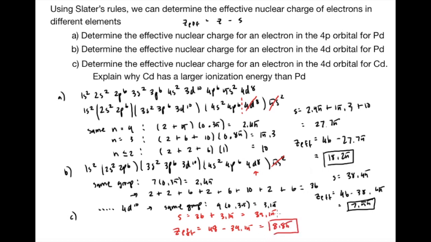And so to explain why cadmium has a larger ionization energy than palladium, we can simply look at the shielding constants. So we actually see that the Z effective for cadmium is greater than the Z effective for palladium, which means that cadmium has a stronger pull on the valence electrons than palladium, and so that means that more energy is required to remove an electron from cadmium versus palladium, which explains why it has a greater ionization energy.